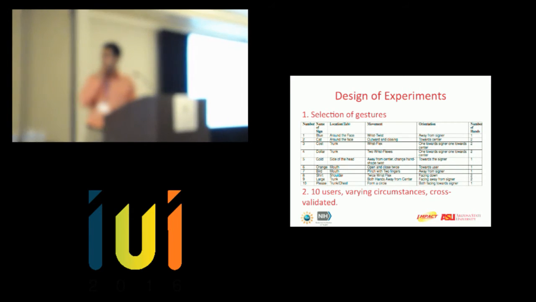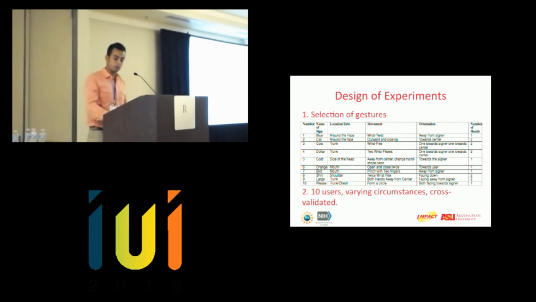For the selection of gestures, we selected 20 gestures for our overall experiments, and we selected them in a way so that they are very similar in at least one or two of the modalities, but they are different in another one, so that we just wanted to test if the system is able to still recognize or differentiate between them.